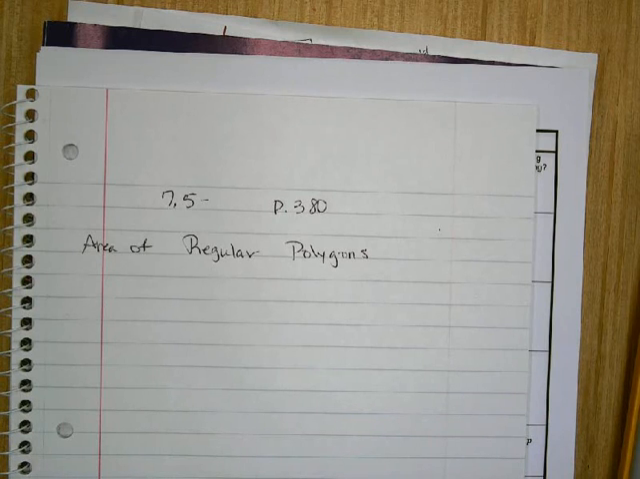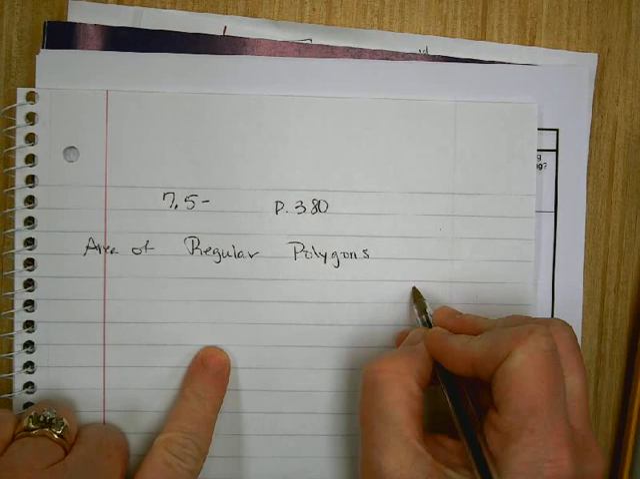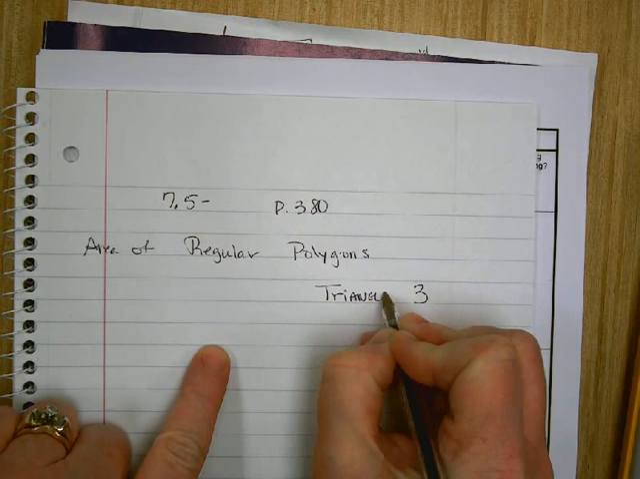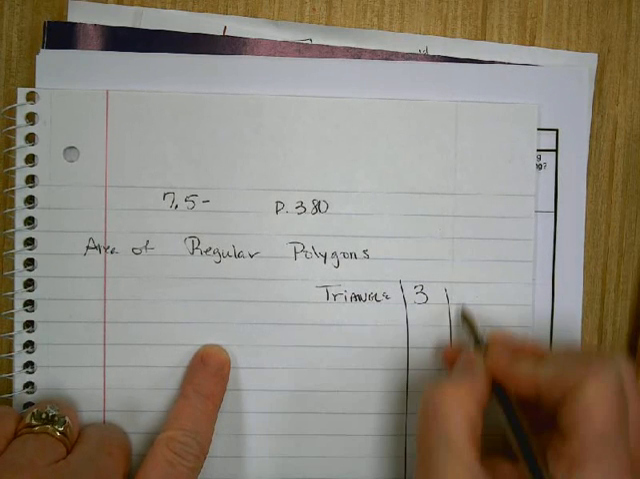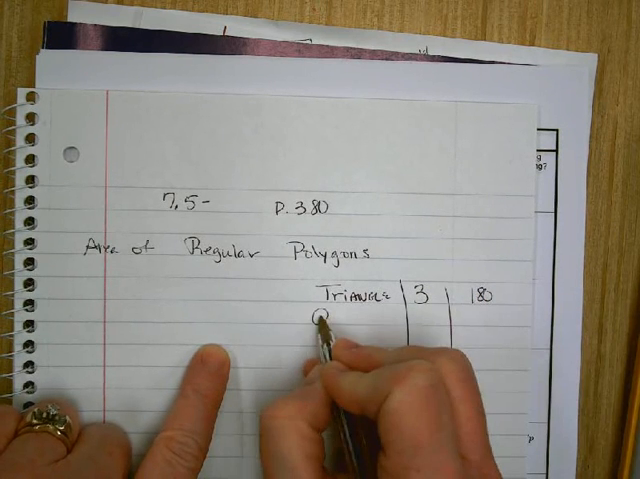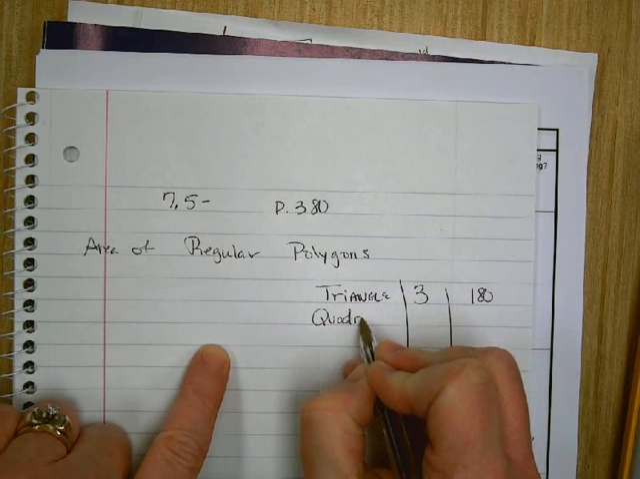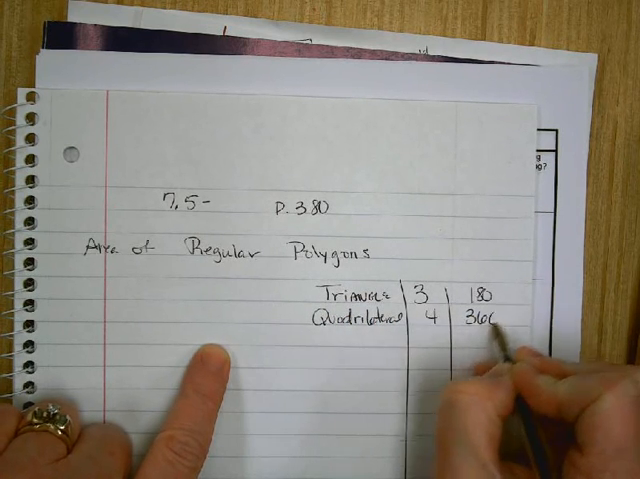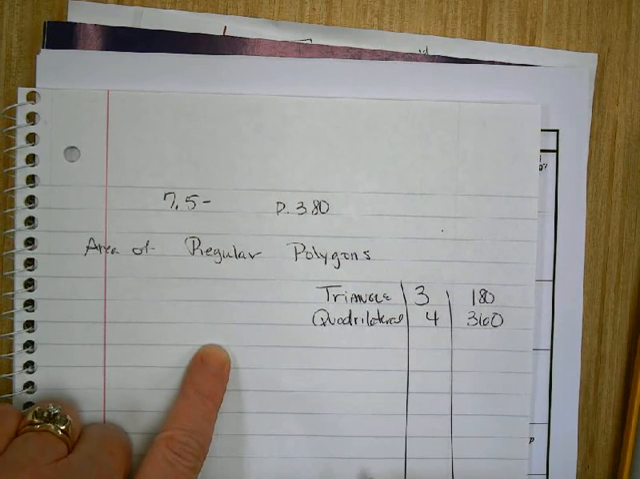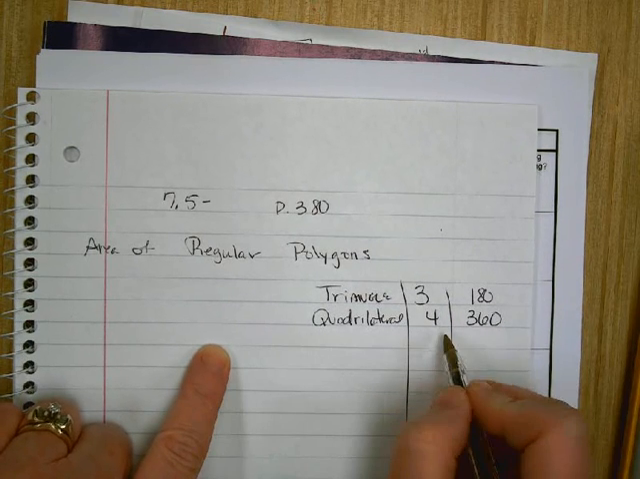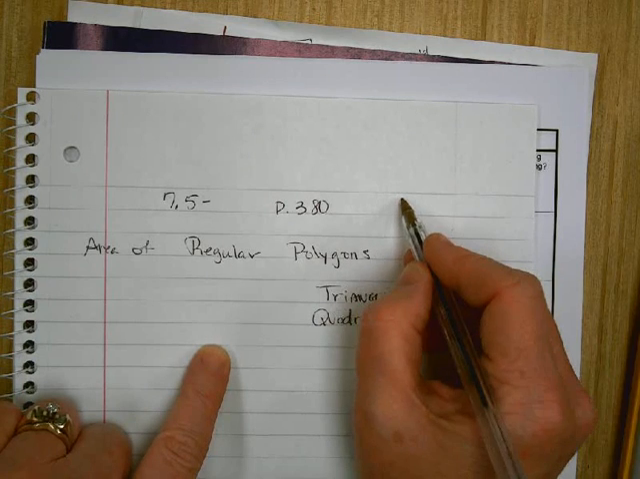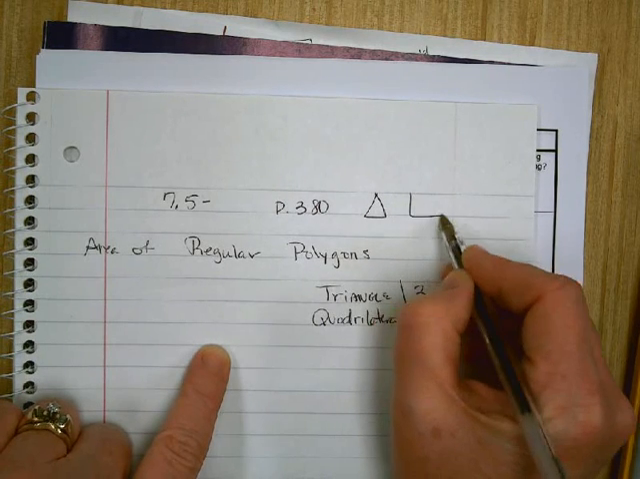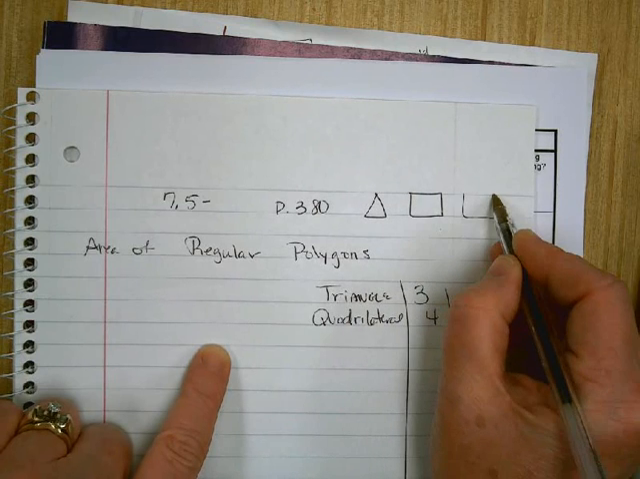You said we had three sides. It was called a triangle, and it had 180 degrees. Quadrilateral had four sides, and you said it was 360, right? Okay, five sides. Let me draw what we have here. Triangle, quadrilateral, and pentagon. Let's look at those.